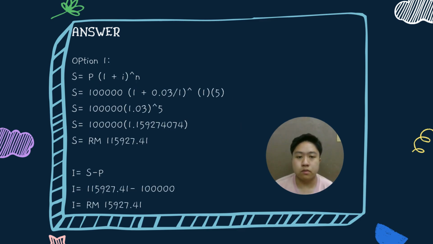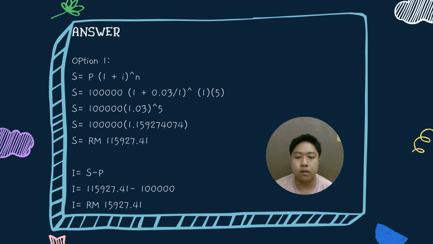To answer the question for option 1, we will use the formula S equals P open bracket 1 plus I close bracket power of N. We will write S equals 100,000 open bracket 1 plus 0.03 divided by 1 close bracket power of 1 times 5. After we settle inside the bracket, we power it with 5 and we will get the answer of 1.159274074, and we will times it with 100,000.